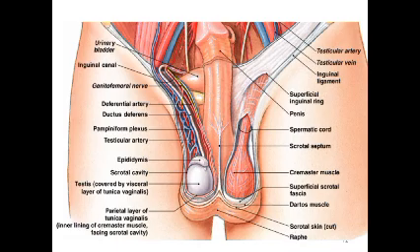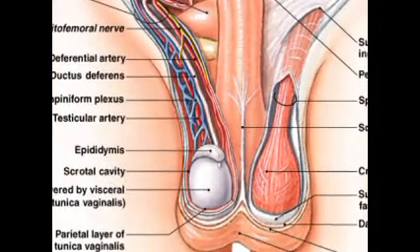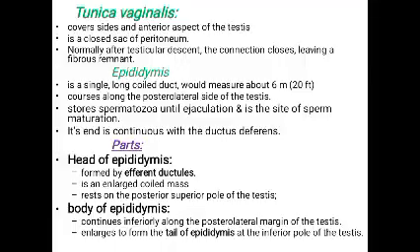The diagram looks like this. Tunica vaginalis covers the side and anterior aspect of the testis. It is a closed sac of peritoneum. Normally, after testicular descent, the connection closes, leaving a fibrous remnant.